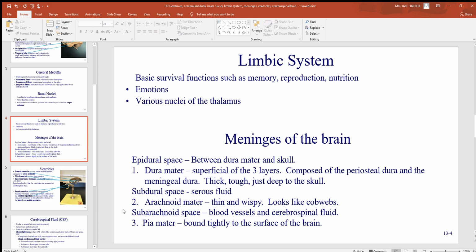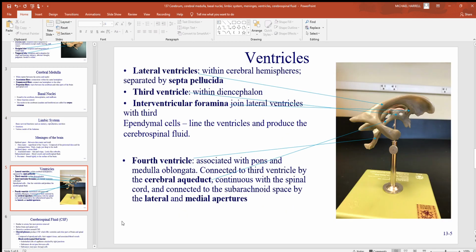Just deep to it is the subarachnoid space. There's a lot of material in this subarachnoid space. Lots of blood vessels and cerebrospinal fluid are in this region. And then third and lastly of the meninges, you got the pia mater. This deepest layer is bound tightly to the surface of the brain itself.